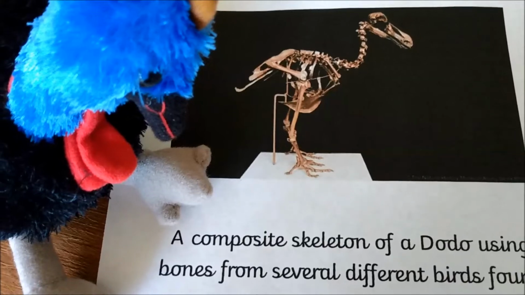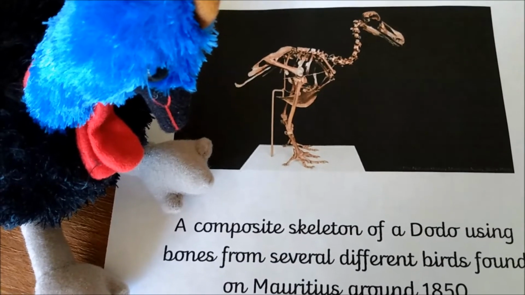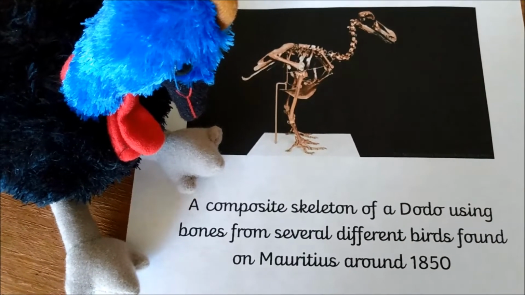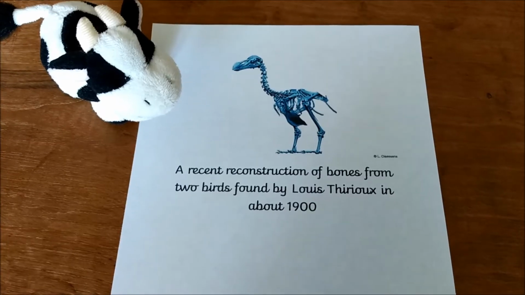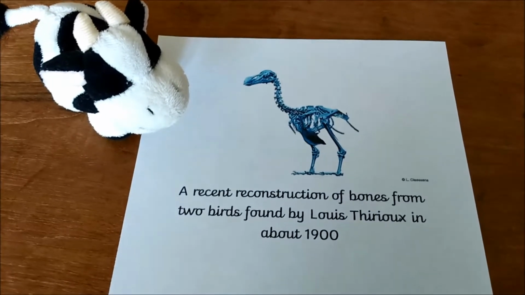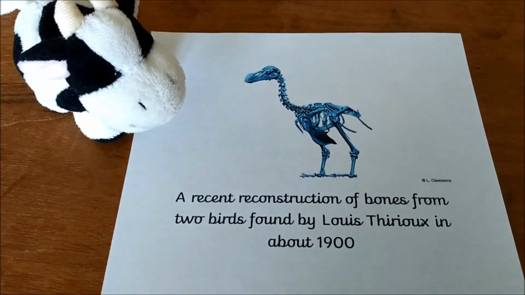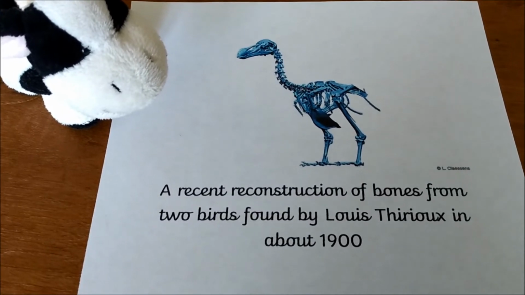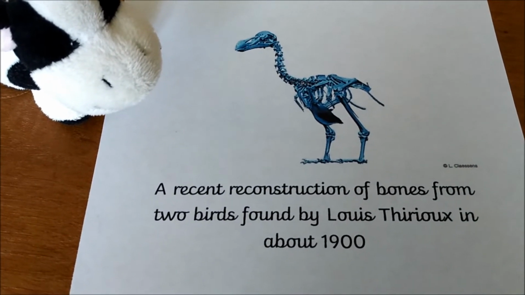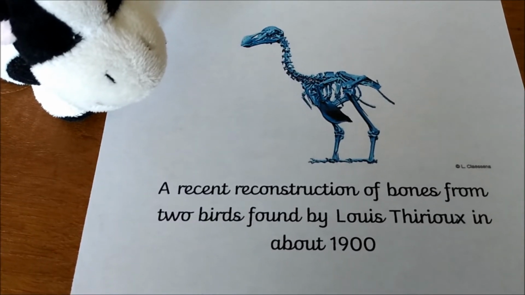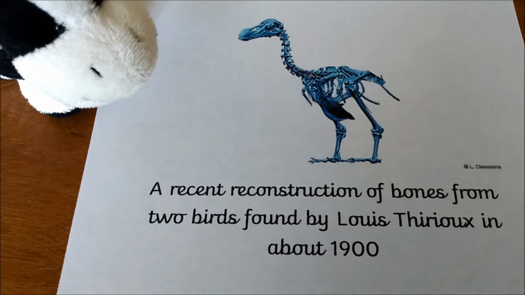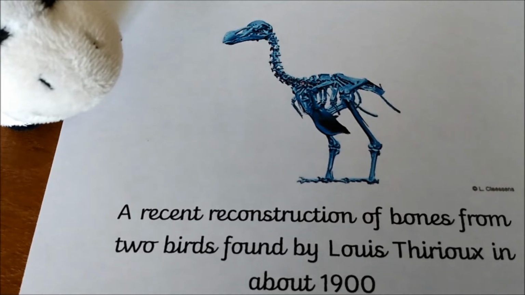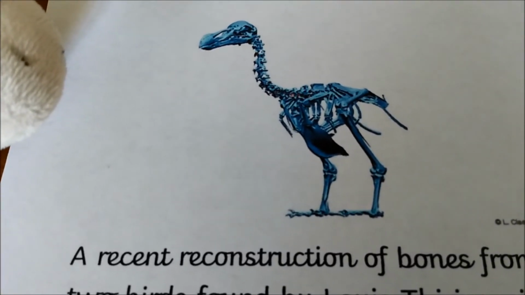But these bones were found in a big collection of all sorts of bones. Can we be confident that they give us an accurate picture of what the dodo would have looked like? And finally, my almost panda friend would like to show you this, a very recent reconstruction put together by historians in the last few years of bones found by an explorer in about 1900, found on the island of Mauritius. And it is believed that this is the reconstruction of an entire dodo.